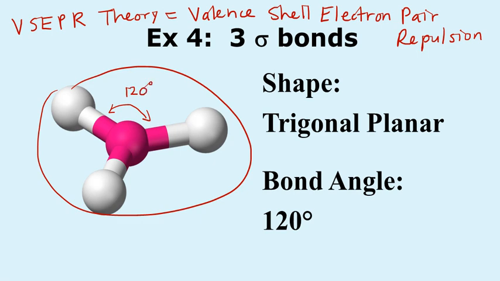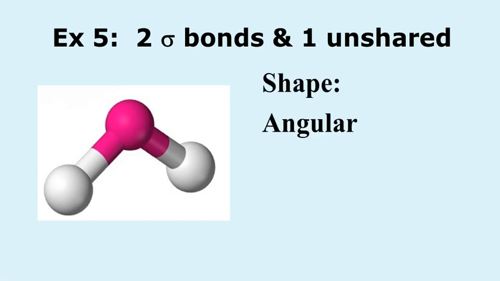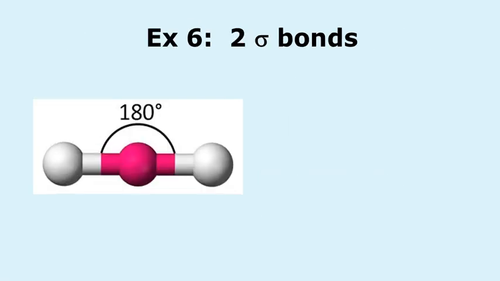Now if we replace one of those sigma bonds with an unshared pair, we have something like this. And it looks like the bent structure we had before. The bond angle is not exactly the same. This is not technically a bent structure. We actually call it angular. So it's a little bit different than we had before. And since we have the unshared pair, the bond angle is going to be a little bit less than 120. It's about 117 degrees.